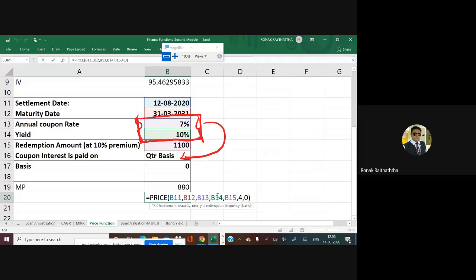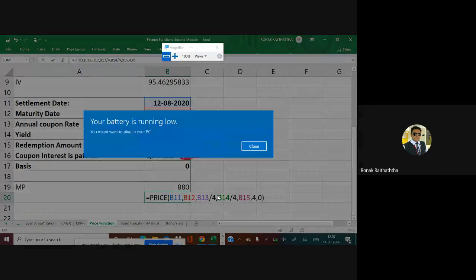This B13. Let's divide it by 4. And the yield expectation, that is 10%, that also needs to be divided by 4, because you have a 10% requirement per annum. And right now we are doing the frequency of 1 minute.